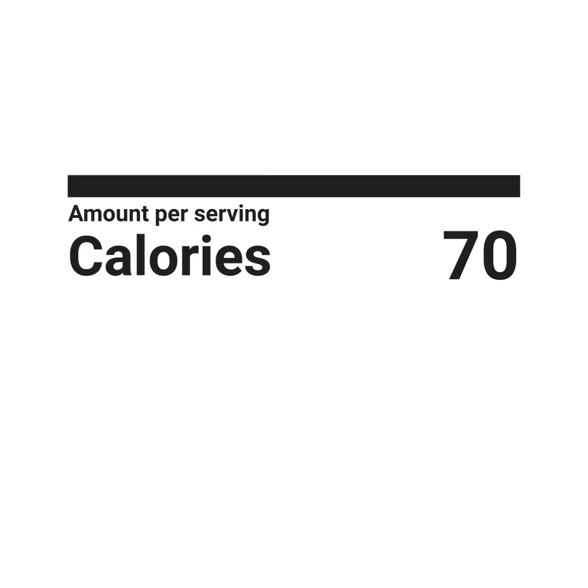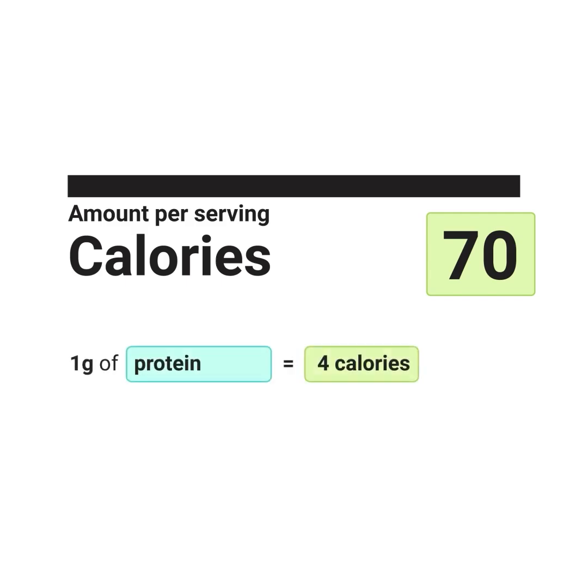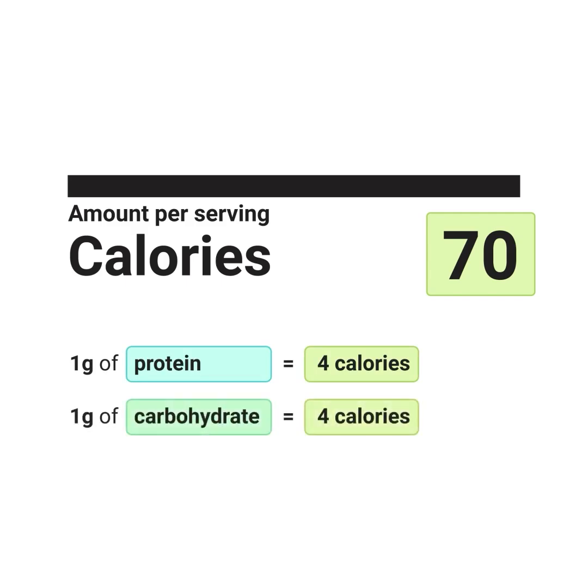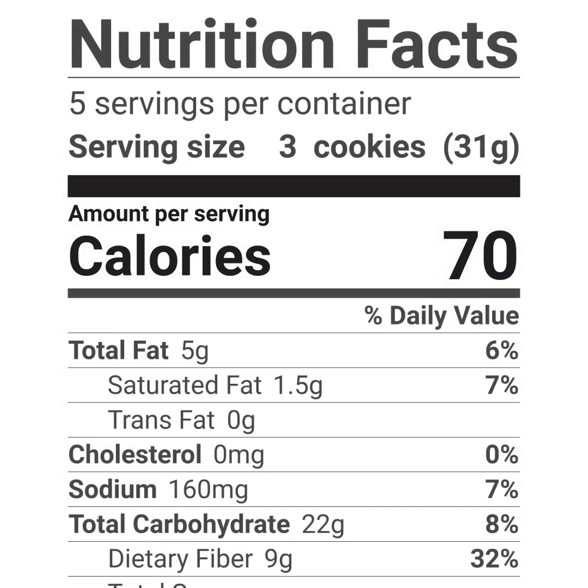Calories are a measurement of energy in food. For this packaged food, we can see that you will take in 70 calories per 3 cookie serving. As you tally up the calories, it's helpful to know that for any food, 1 gram of protein equals 4 calories, 1 gram of carbohydrate also equals 4 calories, but 1 gram of fat equals 9 calories. In other words, fat gives you more energy per gram than carbs.